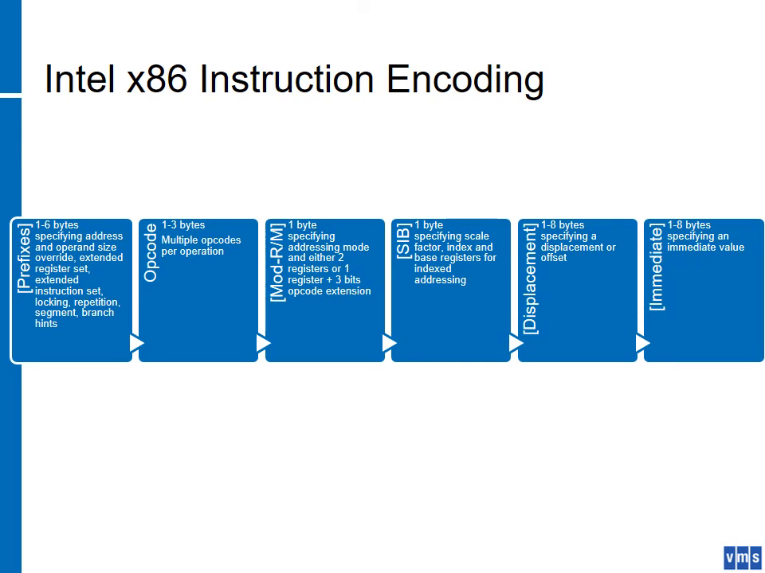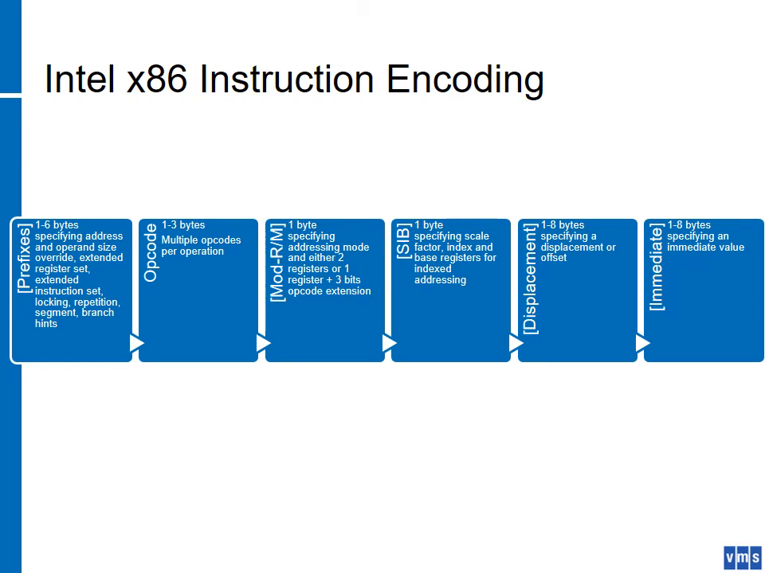So using that SIB byte, you can have something like take this constant value plus 8 times the contents of this register plus 1 time the contents of this register, and use that as the effective address. And then finally there can be 1 to 8 bytes of displacement or offset, and 1 to 8 bytes of immediate value in an instruction.